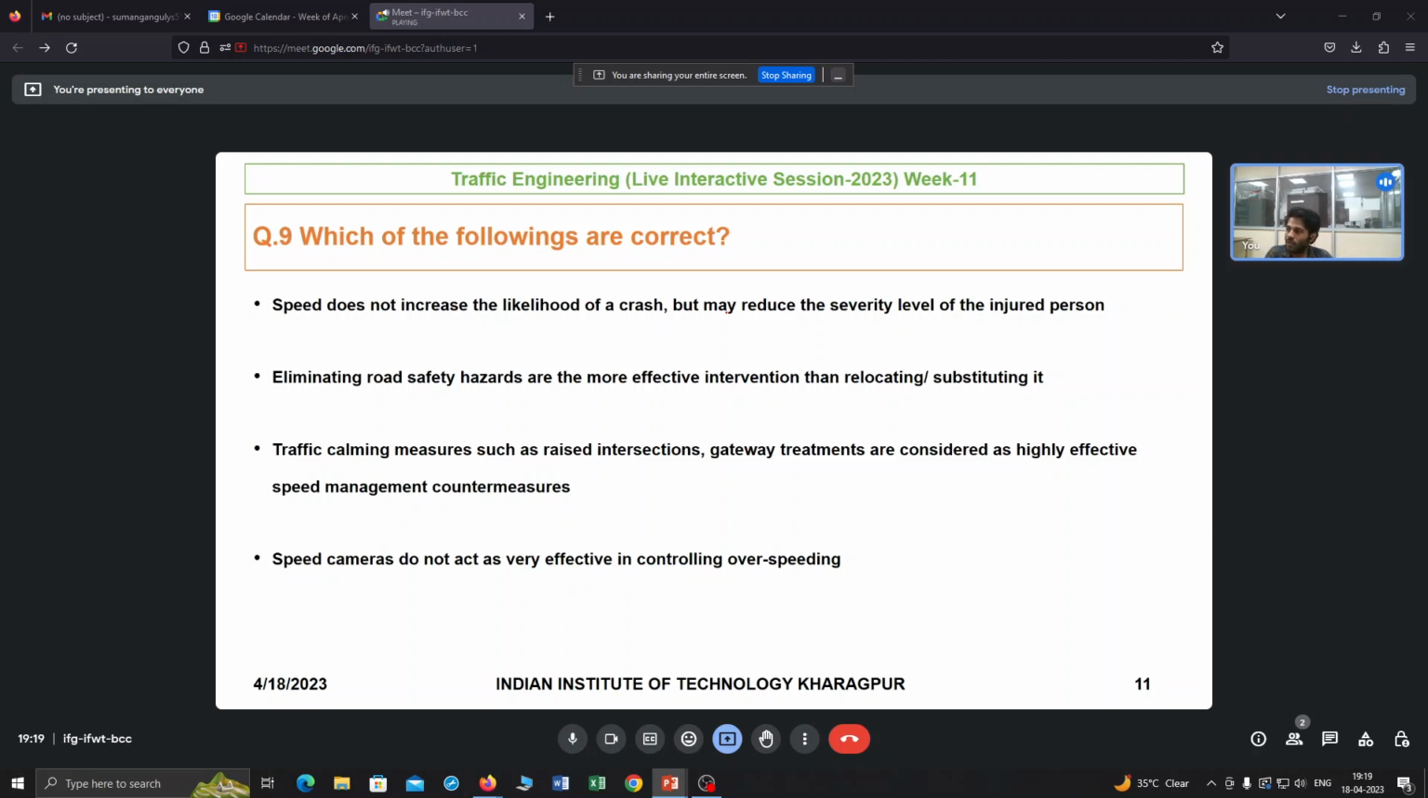So which of the following are correct? Speed does not increase the likelihood of crash, but may reduce the severity level. Okay, so imagine your speed is increasing and you are participating in an accident. Obviously, it will increase the likelihood of a crash. It says it may reduce the severity level. Severity level also increases, not decreases. It is not true. So this is incorrect.